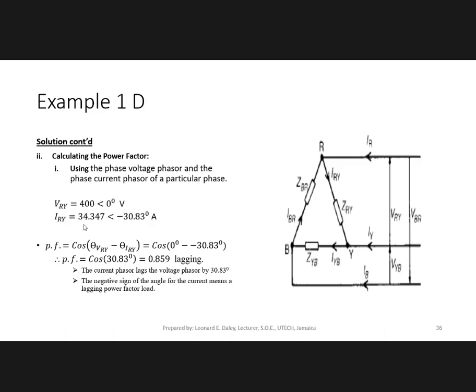All right. So when you're quoting power factor, you must state whether or not it is lagging or leading. So in this case, if it's not unity, it must be either lagging or leading. In this case, the current is lagging. This minus sign for the current means that it is lagging the voltage phasor. All right, so the power factor is 0.859 lagging. All right, so this is explaining what I was saying before.